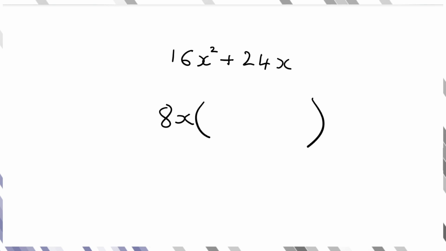So 16 divided by 8 is 2. x squared divided by x is just x. So 8x times 2x would make 16x squared, because 8 2s is 16, x times x is x squared. Alright, 24 divided by 8 is 3, and then x divided by x is just 1. So we don't need to put times 1 or anything, it'll just be 3.